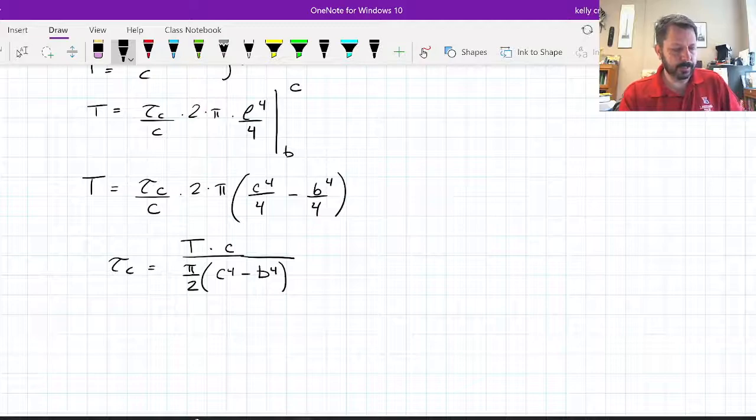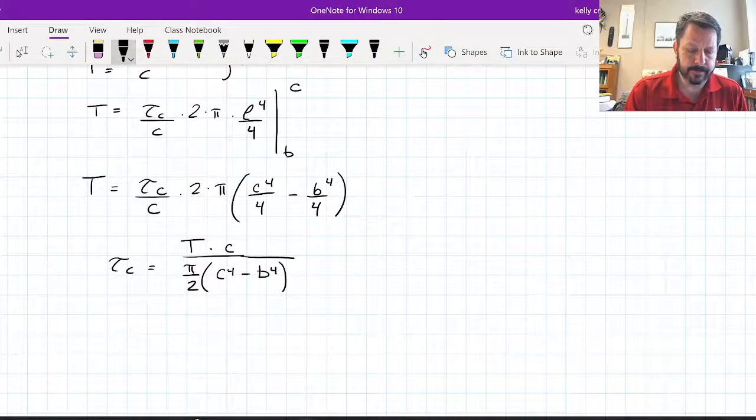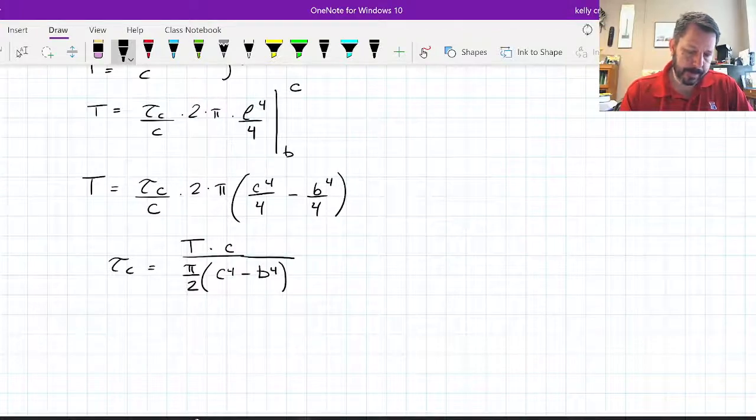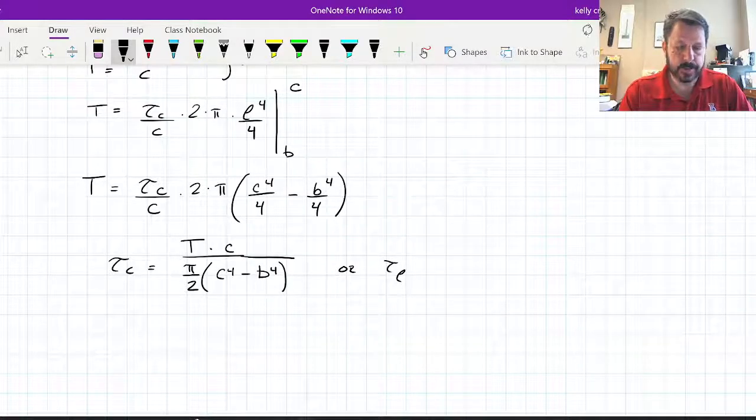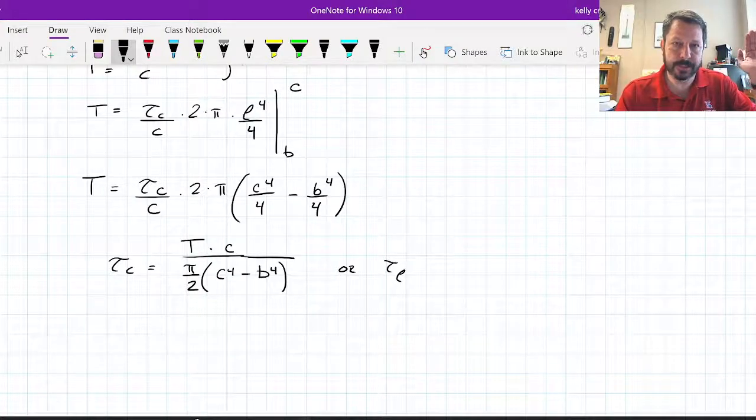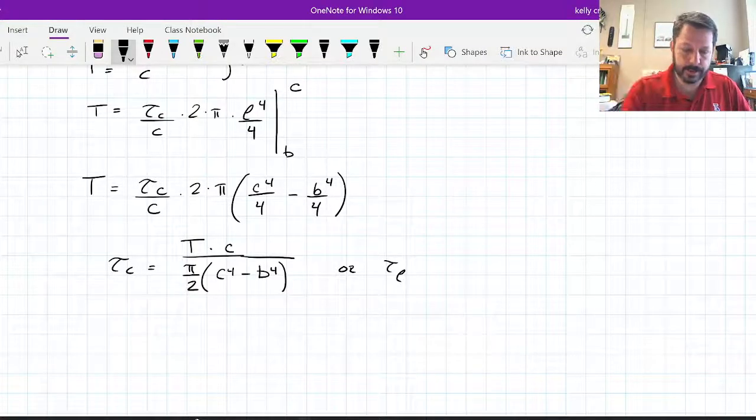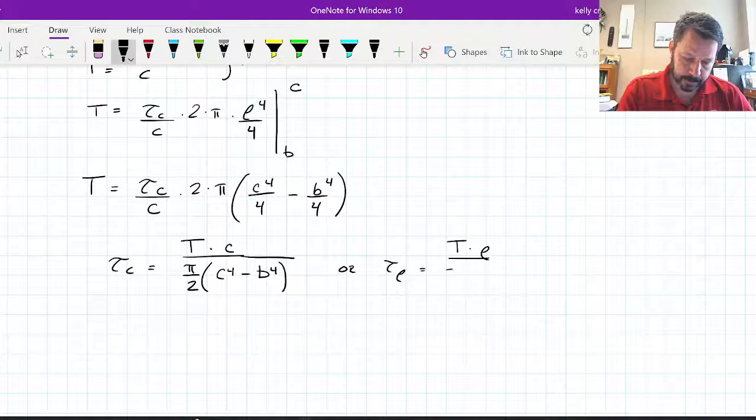There are some versions of this equation that use the outer and inner diameters here, and then they have pi over 32, I guess. Or we could just have tau rho. So maybe for whatever reason we don't want to calculate the shear stress on the surface where the maximum shear stress is. There might be some reason you want to know the shear stress on the inner surface or any other point. So tau rho would be that equation. The only difference would be T times, you just plug in whatever rho equals, and then pi over 2 c to the fourth minus b to the fourth.